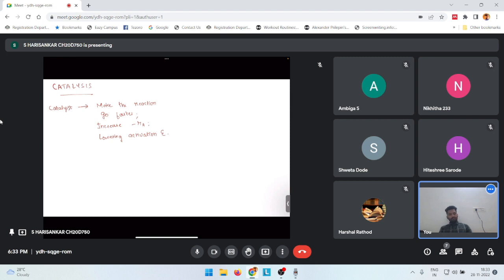How a catalyst works, we'll see that briefly as well. But before that, I want to introduce you to one more term: active sites. Active sites are the places on the catalyst where reactants bind and undergo reaction.